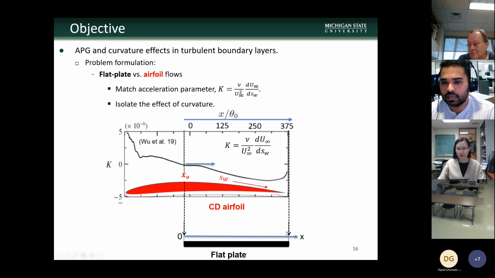So at the end of the day, we have two direct numerical simulations, right, with matched pressure gradient going from midchord to the trailing edge part of the airfoil and on a flat plate. And with matched pressure gradient, we basically uncover the curvature effects which are present in the airfoil. So that is one of our main goals.